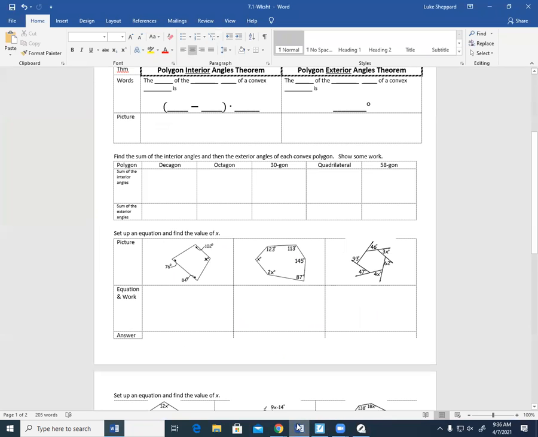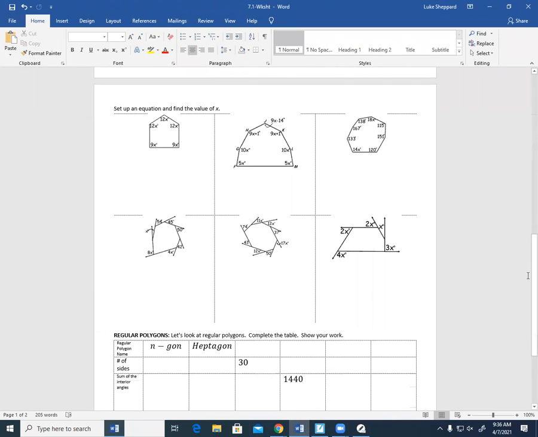Okay, which one did you say you wanted to do? On the back, top middle? Yes.